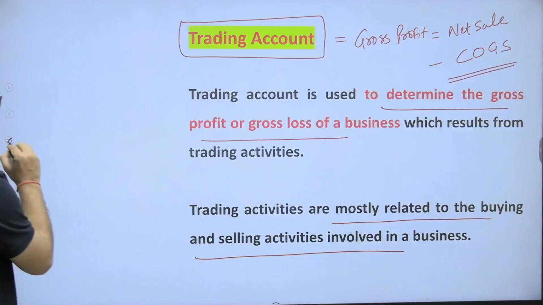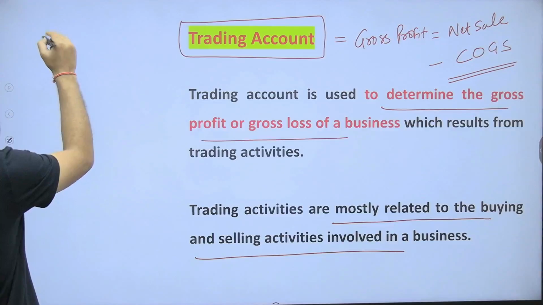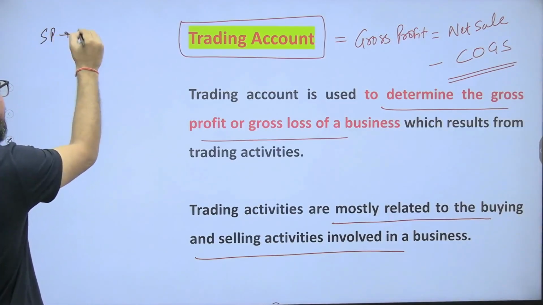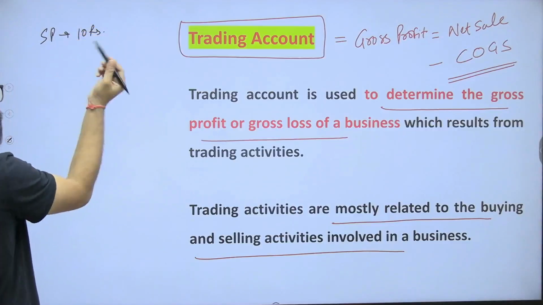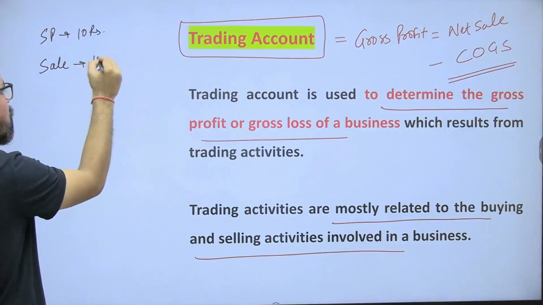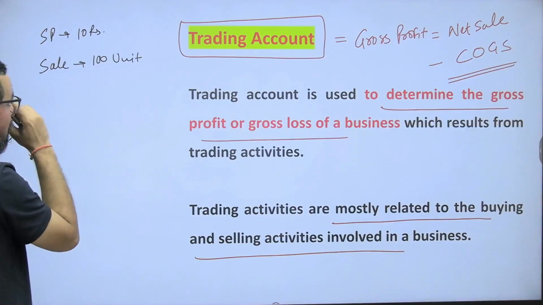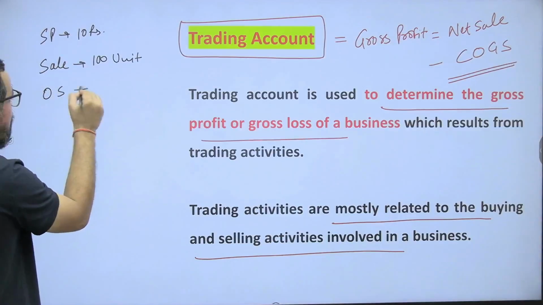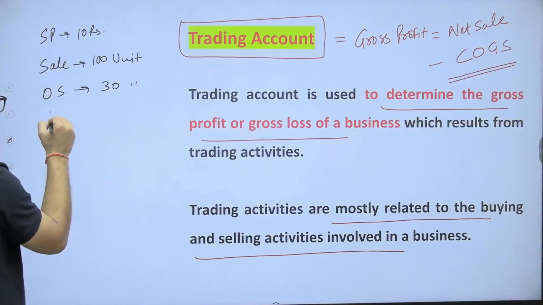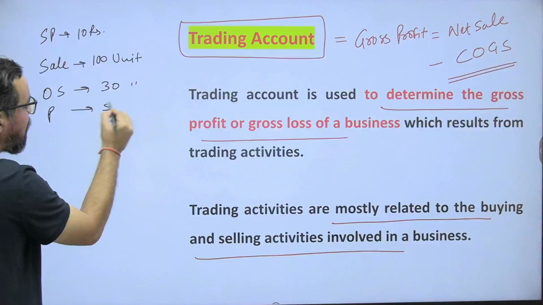I'll give you an example so we can have more clarity. Let's say there is a business, and we are selling this marker. Our selling price is, suppose, 10 rupees. The number of units sold is, suppose, 100 units. And the opening stock was, suppose, 30 units, and the purchase is, suppose, 50 units.